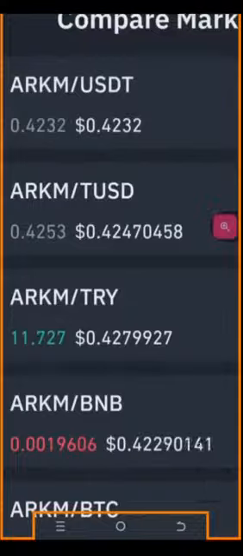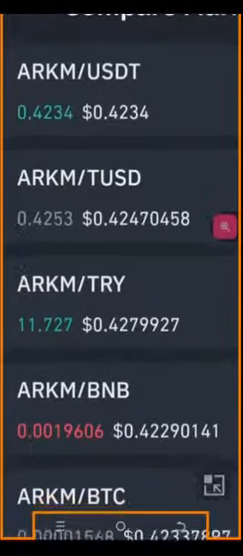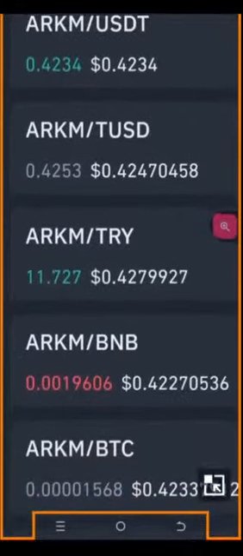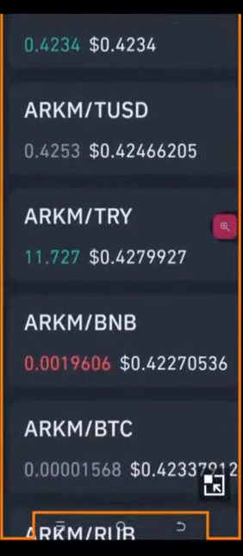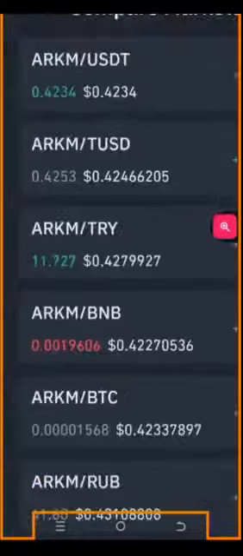So now this is 42 cents. You can see that ARKM USDT is 42 cents, that's 0.4232. You will see that TUSD is 0.4247. There's a difference between 32 and 46, and you can see the first two numbers are the same. ARKMTRY is 0.4279, and that's how it goes. That's how you spot the differences.